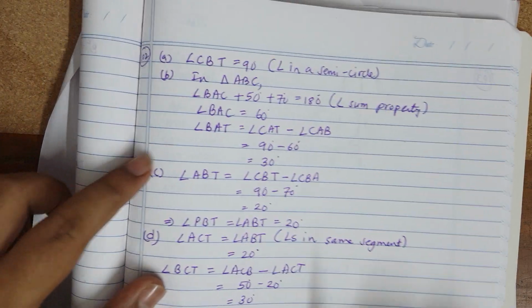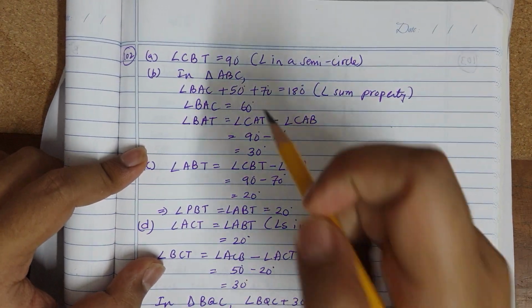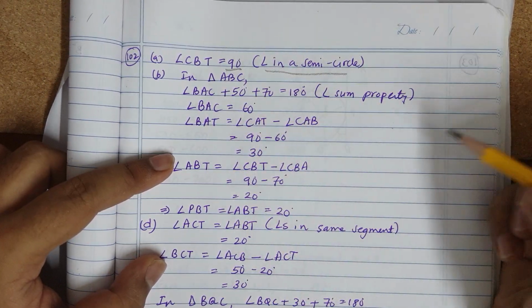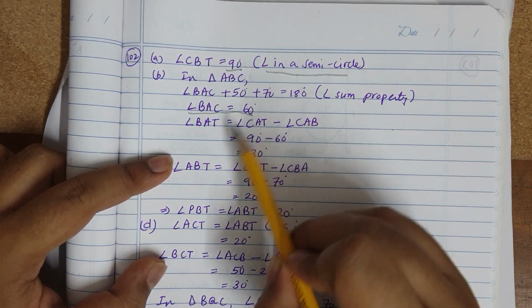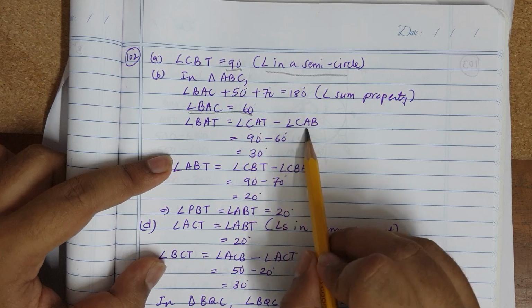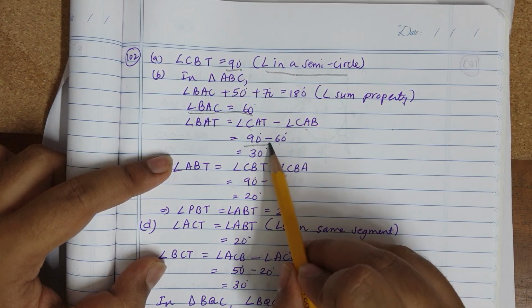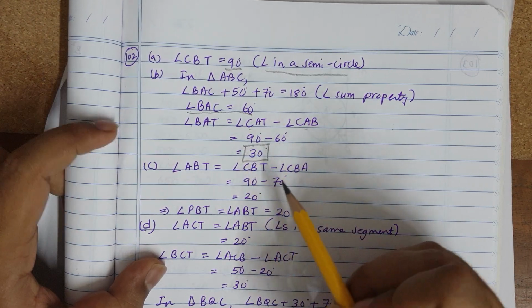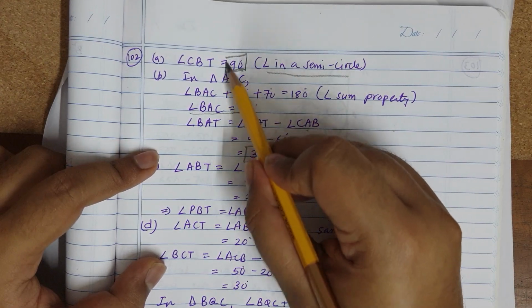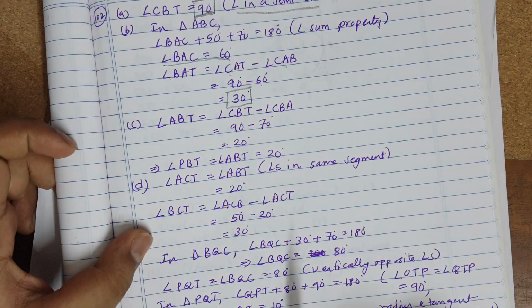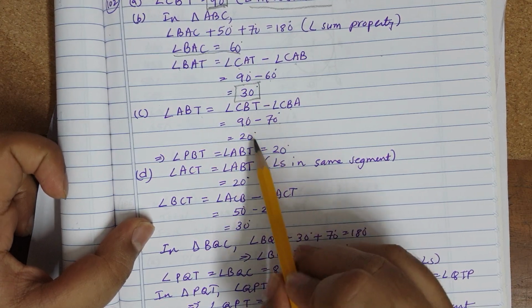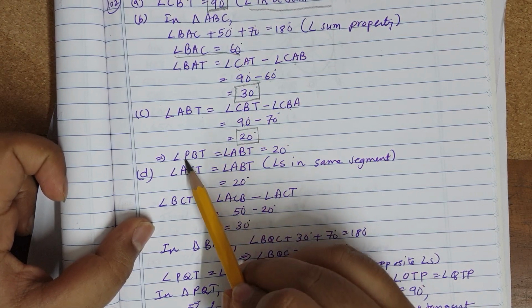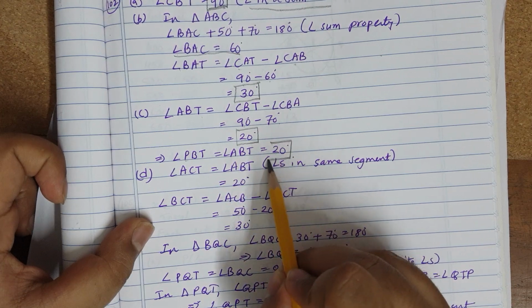So the complete solution I have written over here like this. First part is that angle CBT is 90 degree, angle in a semicircle. Then from triangle ABC, I am finding BAC as 60. So BAT is CAT minus CAB, 90 minus 60, which is 30 degree. So part A, part B. Then for part C, ABT angle is CBT minus CBA, 90 minus 70, 20 degree. And PBT is same as ABT, which is 20 degree.